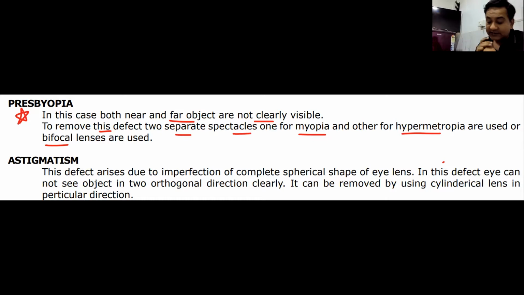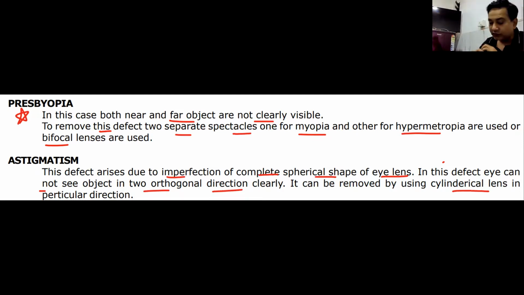The last one is astigmatism. What do you mean by astigmatism? It is the imperfection of the complete spherical shape of the eye lens. In this defect, the eye does not see objects in two orthogonal directions clearly. Perpendicular directions, you are not able to see things clearly. It is removed by using cylindrical lenses.